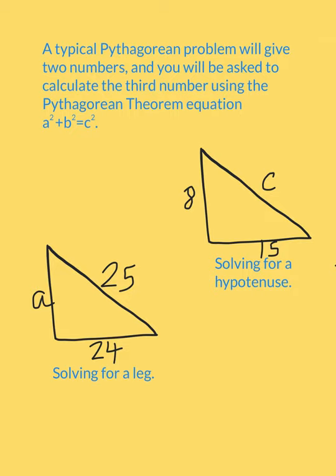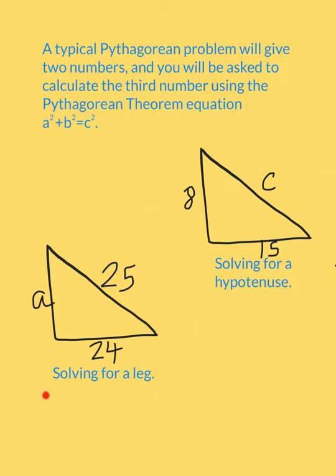So a typical Pythagorean theorem problem will give you 2 numbers. Look at these 2 examples down below. In this example, we're given a 24 and a 25, and here's a missing number. In this problem, we're given an 8 and a 15, and here's a missing number. So in a typical Pythagorean theorem problem, you're going to be given 2 numbers, and you're going to be asked to calculate the 3rd number using the Pythagorean theorem equation, a squared plus b squared equals c squared.